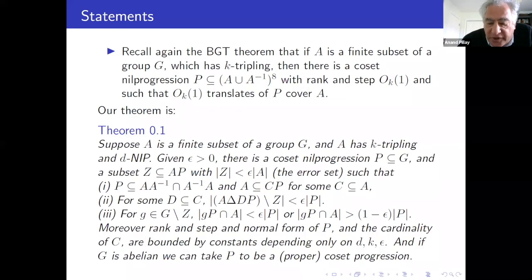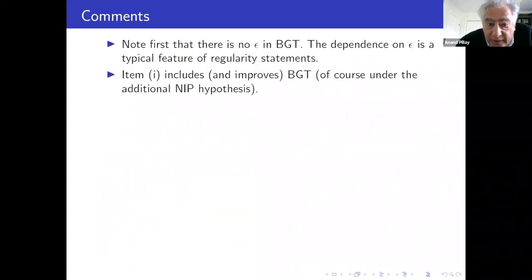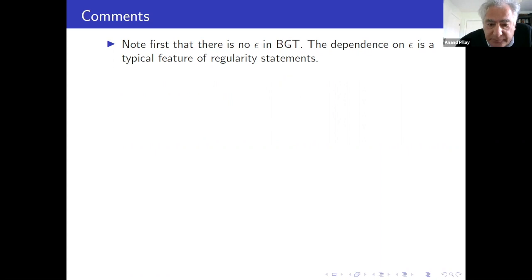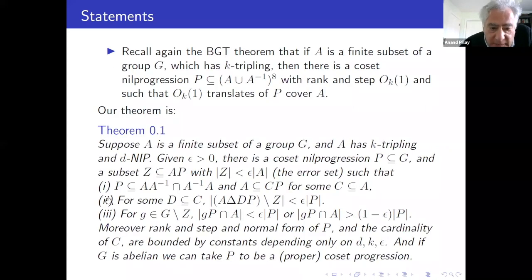First, notice in BGT there's no epsilon. Item one here has no epsilon mentioned, so it simply includes BGT, but there's an improvement. The improvement is that P is contained in a rather smaller set than A union A to the minus 1 to the power eight. It's a slight improvement, but of course we have more assumptions, the NIP assumption. So that one is basically Breuillard-Green-Tao. A and P are commensurable. A is commensurable with a coset nil progression.